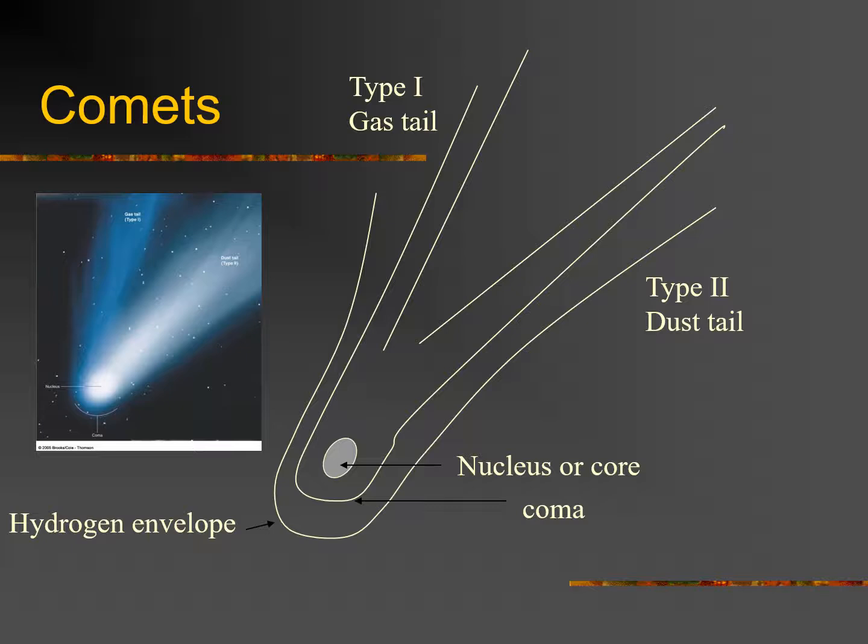The central region is the core, or the nucleus, of the comet. Around the nucleus is the coma. The coma is gas and dust that surround the nucleus. The hydrogen envelope wraps around the nucleus and the coma.